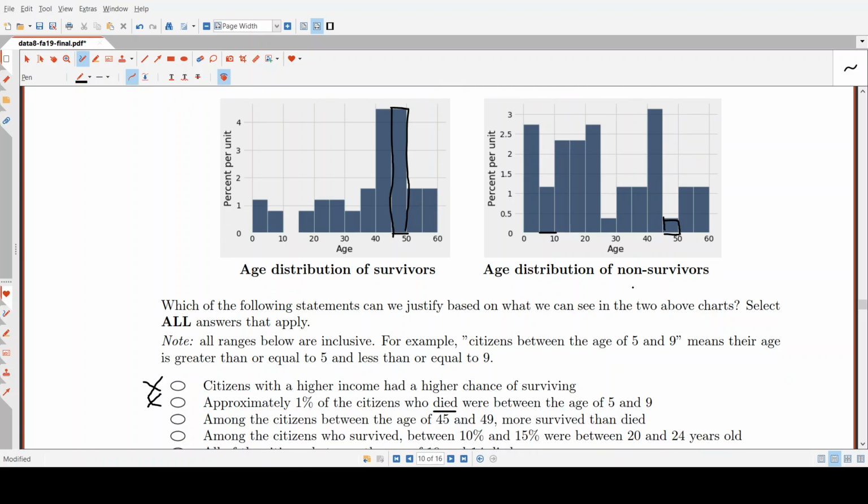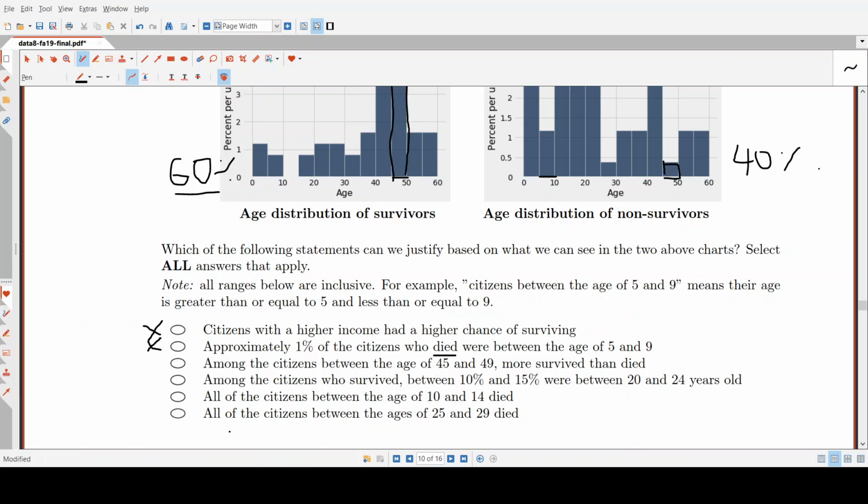But in this case, we know that 40% of people in this place died and 60% survived. So we have 60% of all the data here, and then 40% of all the data here. So in this case, we do know that 60% of a pretty big fraction of people is larger than 40% of a much smaller fraction of people. So we can say that more people survived than died between the ages of 45 and 49.